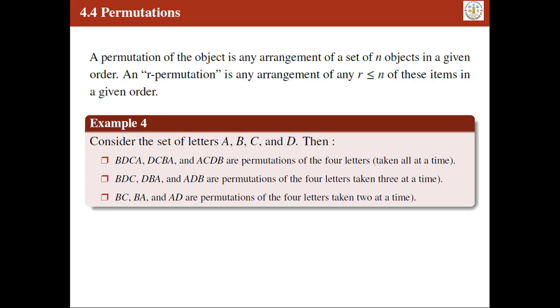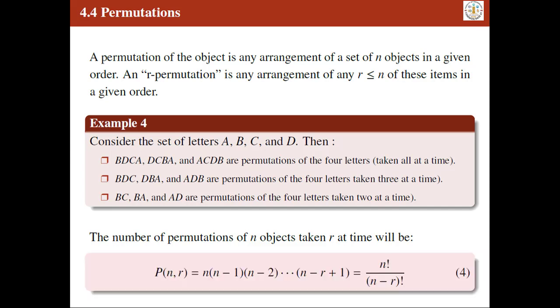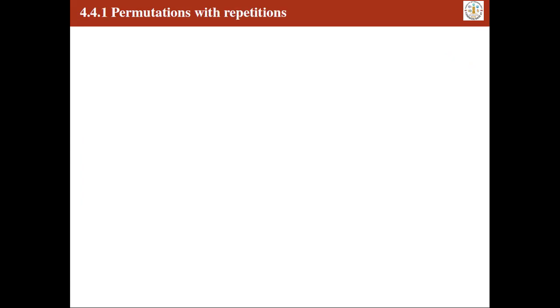We usually are interested in the number of such permutations without listing them. The number of permutations of n objects taken r at a time will be denoted by P(n, r). The following theorem applies: P(n, r) equals n factorial divided by (n minus r) factorial. We emphasize that there are r factors in n times (n minus 1) times (n minus 2) times ... times (n minus r plus 1).